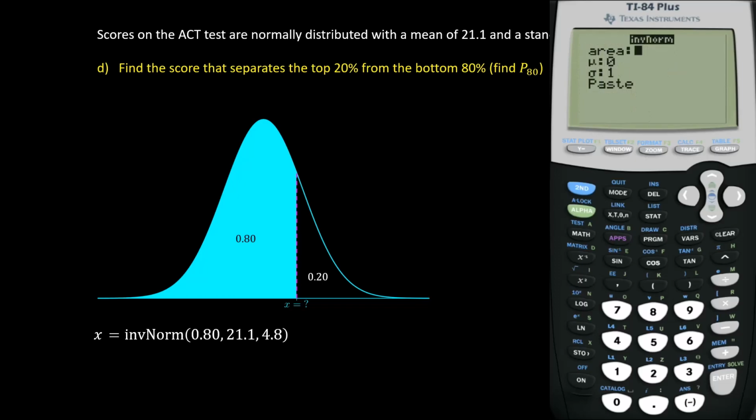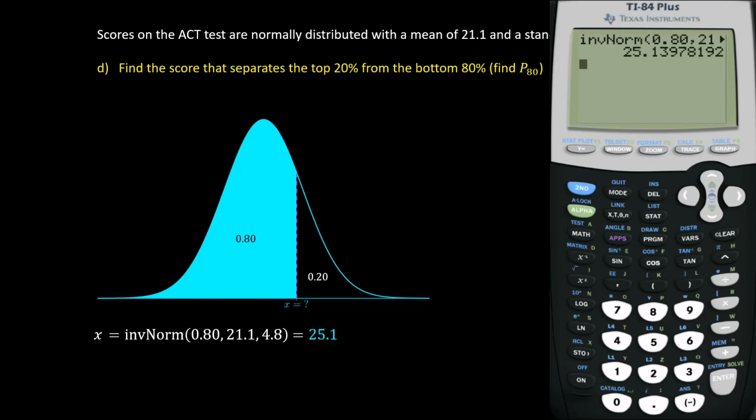Okay, for the area, what do we use? Do we use 0.80 or 0.20? We use 0.80. Why? Because the calculator wants the area to the left of the cutoff score that we're looking for. So we type 0.80, then the mean and the standard deviation. Doing all that, we get 25.1. So 25.1 is the ACT score that separates the top 20% from the bottom 80%.